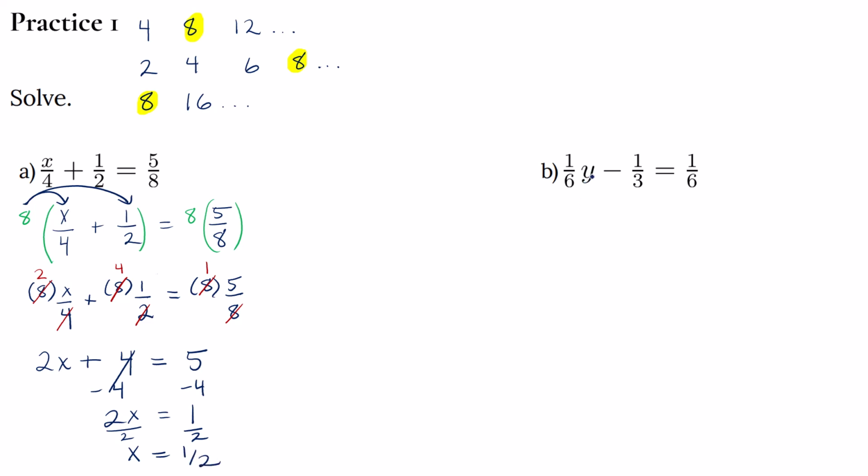Like in part B, if you have a variable in front of a fraction, I would actually recommend rewriting it with the variable up top, and then it's kind of easier to keep track of what's happening with it. So I'll just rewrite this out as y over 6 minus 1/3 equals 1/6. When I look at the denominators of 6, 3, and 6, I see that the LCD is 6. Now for the next step, we want to multiply both sides of the equation by the LCD of 6.